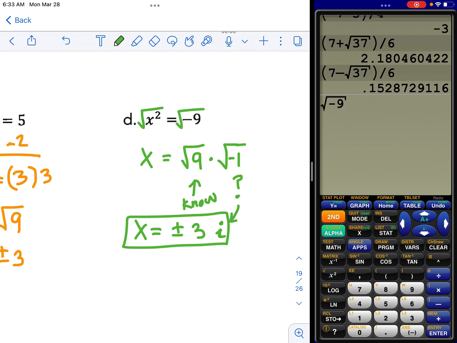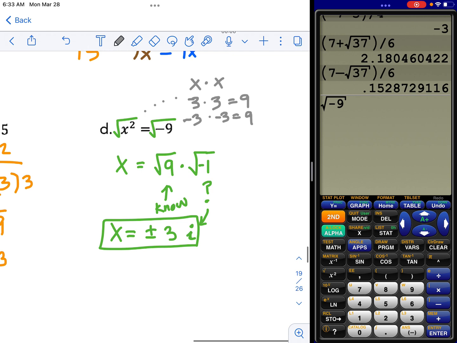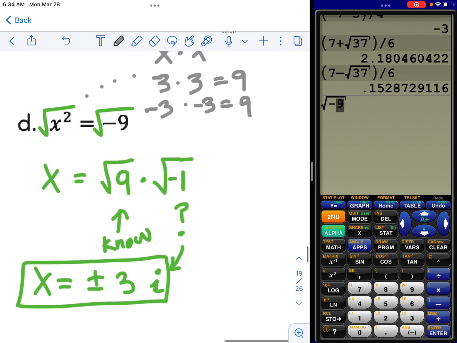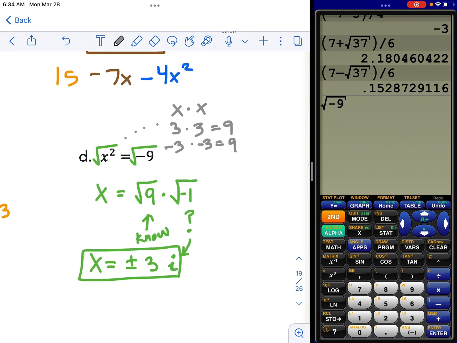So why can't x squared ever equal negative 9? Well, let's just think about that. x squared is a number times itself. That's what x squared is. And so 3 times 3 equals 9, and negative 3 times negative 3 equals 9. But we can't take a number and multiply it times itself and get a negative number.